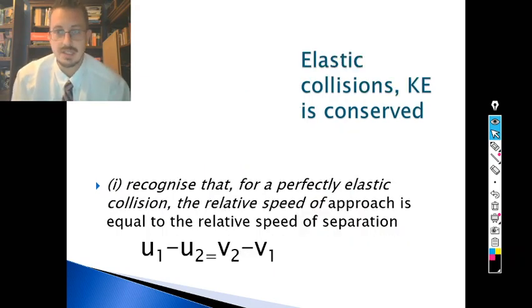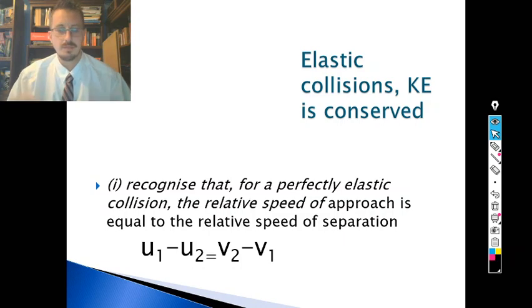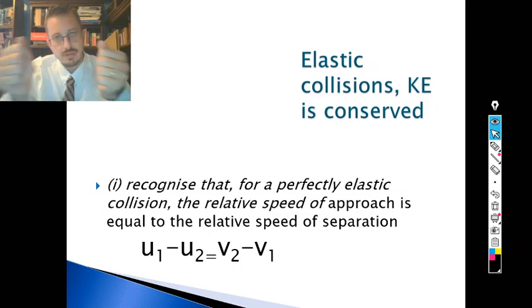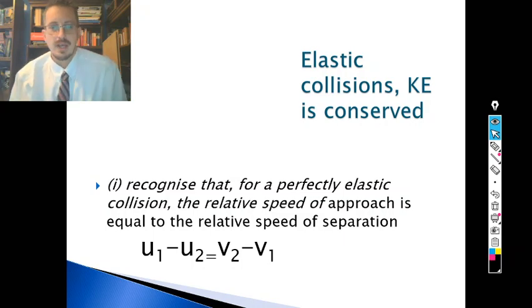So with elastic collisions, kinetic energy is conserved, and that leads to a really helpful realization here. In the syllabus, it says, recognize that for a perfectly elastic collision, the relative speed of approach is equal to the relative speed of separation. And this is sort of like how two objects see each other. So the relative speed of approach will equal the relative speed of separation because the kinetic energy is conserved.